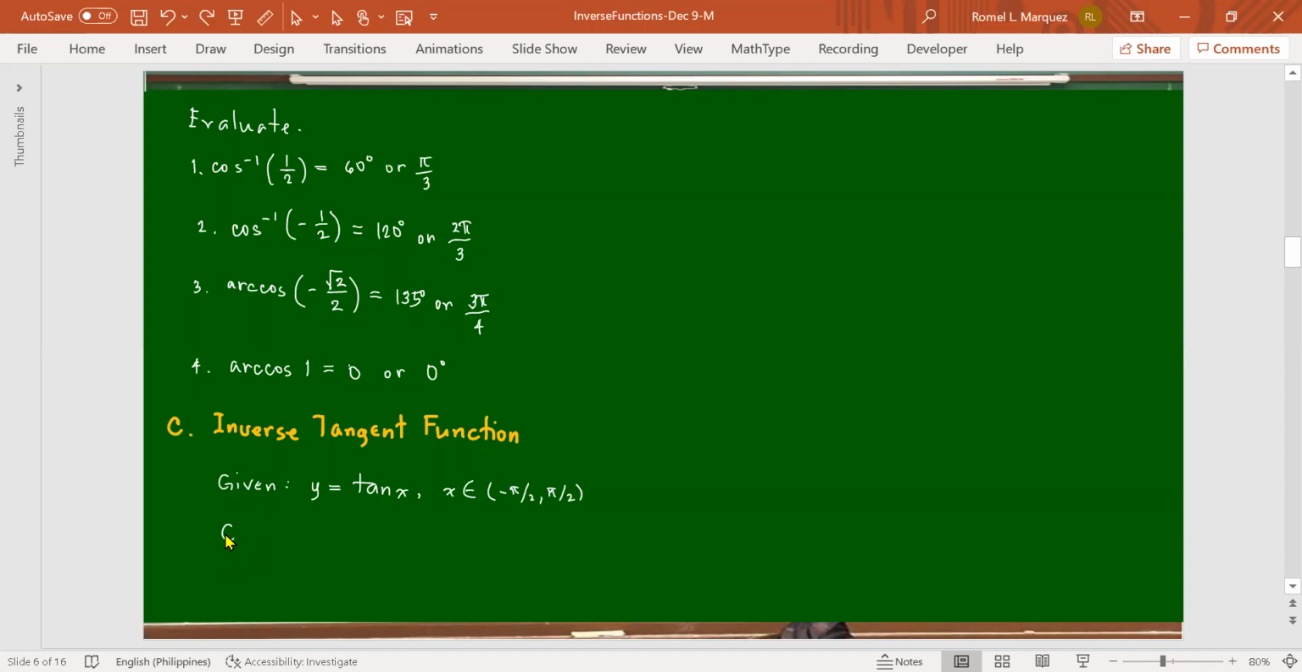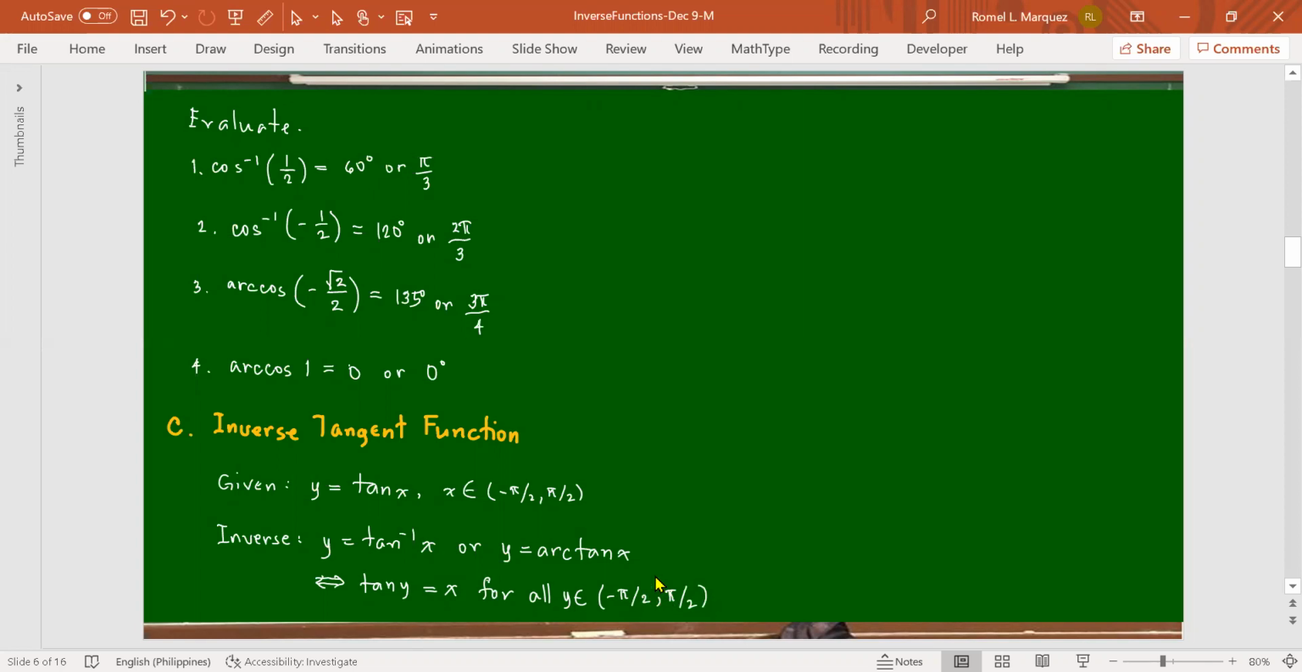So the inverse function is given by y equals inverse tangent of x, that is how we write it, or y equals arc tangent of x. This is true if and only if tangent of y is equal to x, for all y that is in the interval negative pi over 2 to pi over 2.